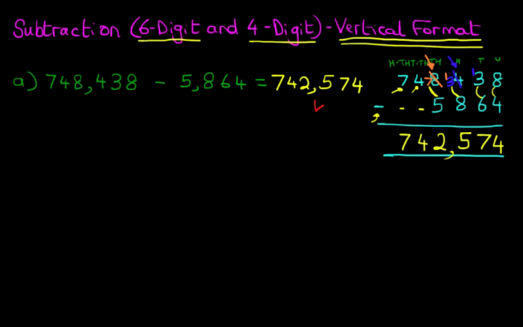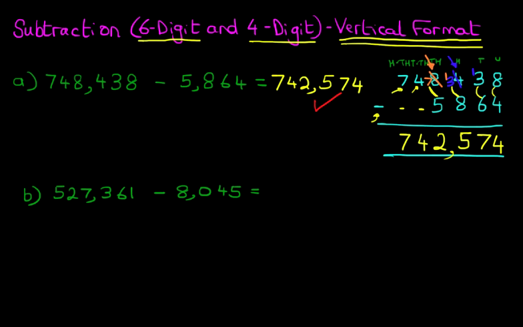Okay, the same principles apply each time we do this. So once you understand those, no matter how large the numbers are, you can work through this. Okay, let's have a look at our second example. This time we have 527,361 minus 8,045.